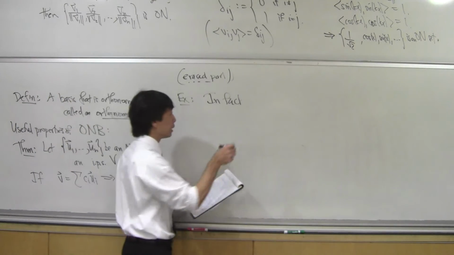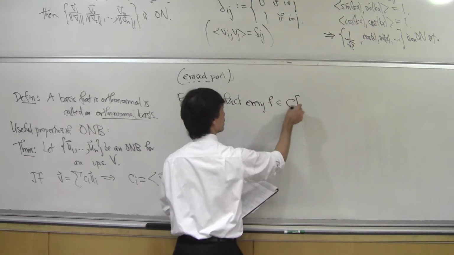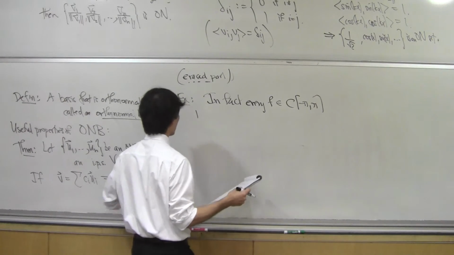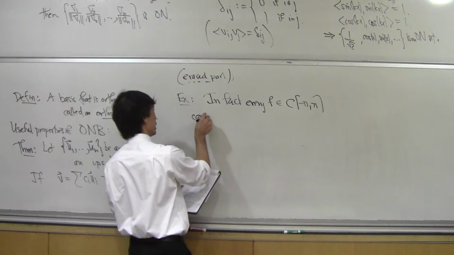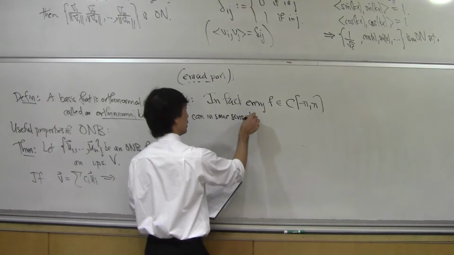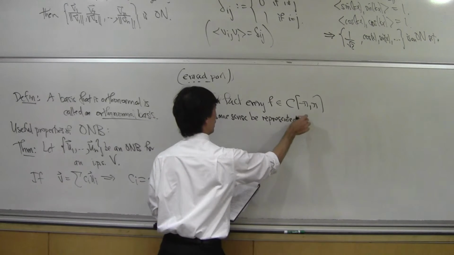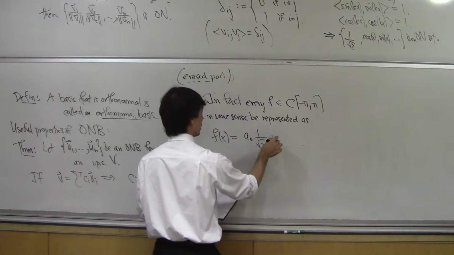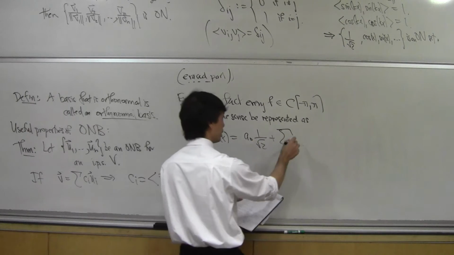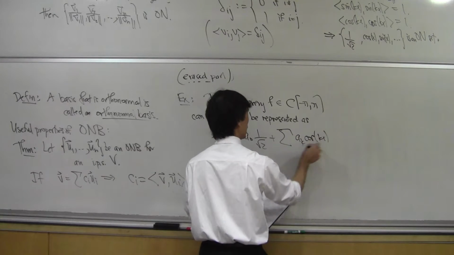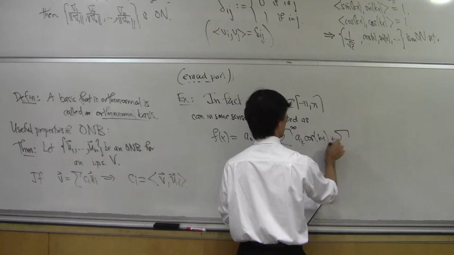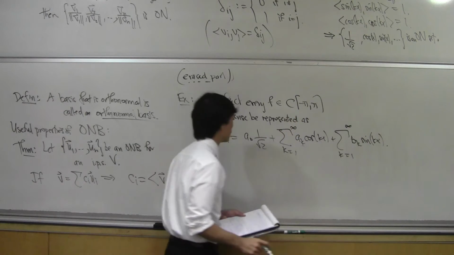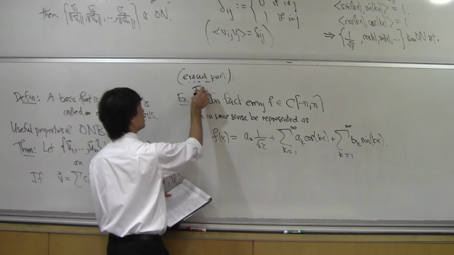So in fact, every continuous function on negative pi to pi can, in some sense, be represented as an infinite linear combination of the constant function and cosines of increasing frequency and sines of increasing frequency. Okay, this is what's called Fourier series.